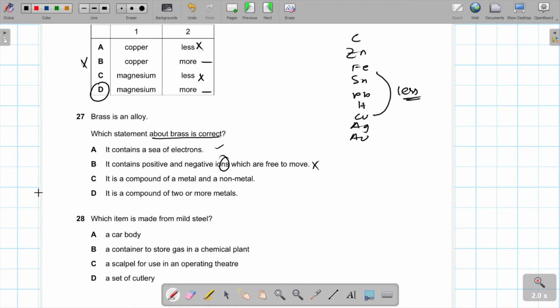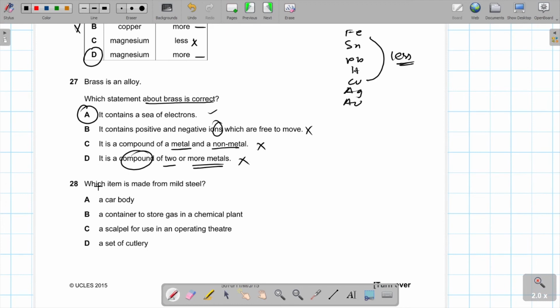Nope. Brass is an alloy, so it's a mixture of metals. It is a compound of metal and non-metal. So no, generally we only mix metals in an alloy. We do mix carbon, which is technically a non-metal, but carbon is used just for strengthening. But in general, we do have a sea of electrons in an alloy. It is a compound of two or more metals. So it is not a compound, it's a mixture. So the answer is going to be A for 27.